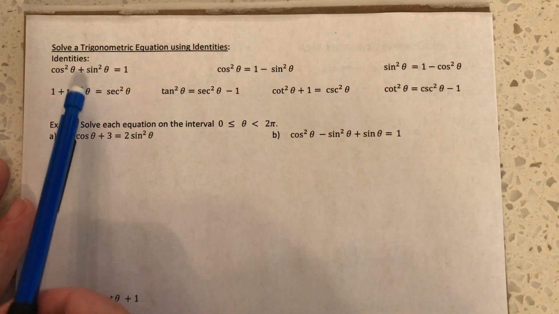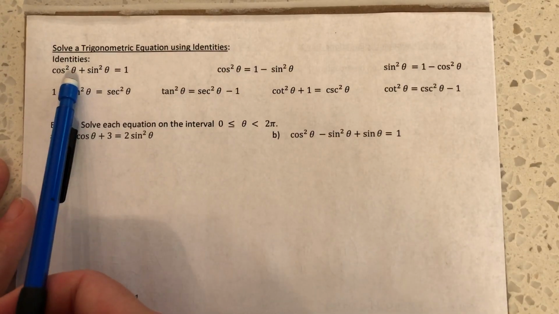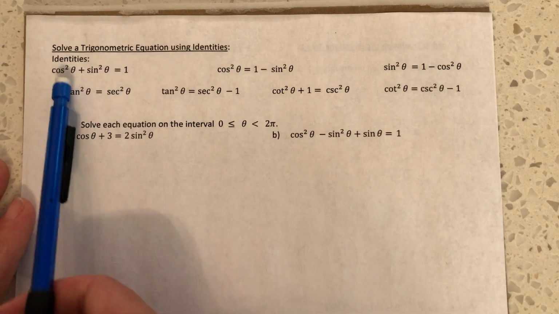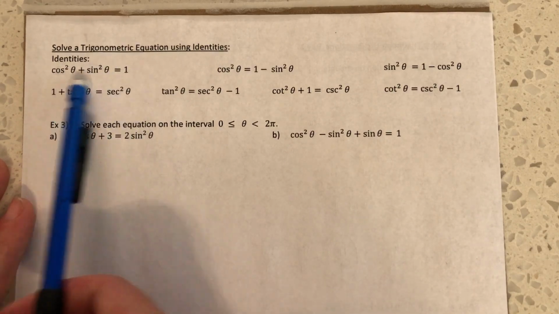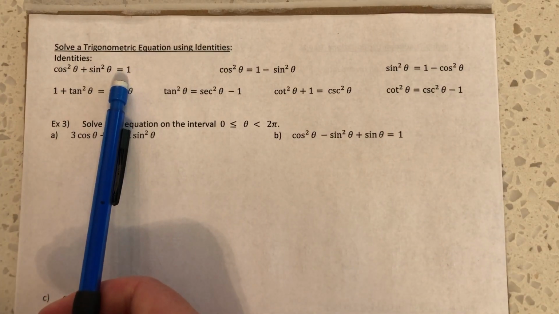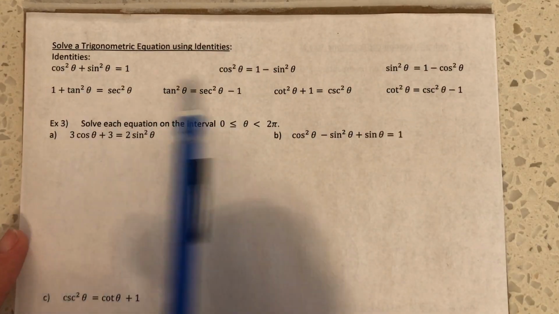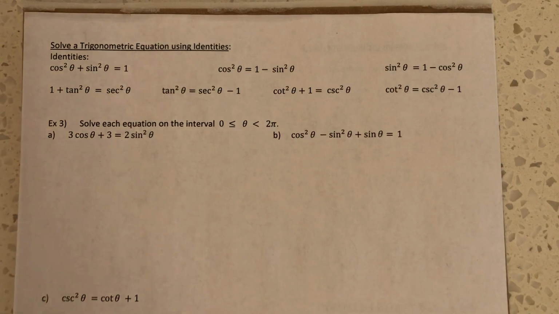All right, so what I've done is I've listed the Pythagorean identity that came from x squared plus y squared equals 1. But since x equaled cosine and y equaled sine, we were able to use this as our first Pythagorean identity. And then just by manipulating it, we were able to create more trigonometric identities, okay?